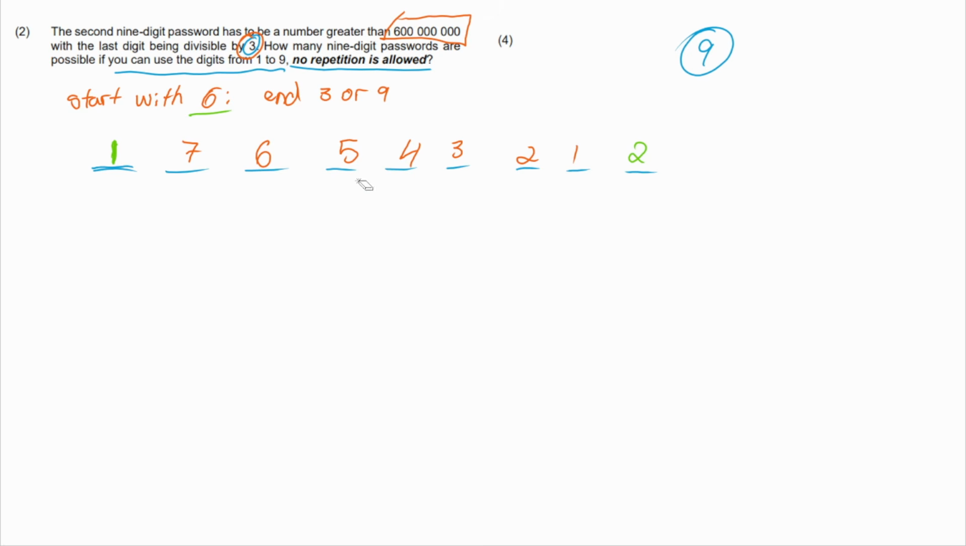All right, so this is when we start with 6. Remember, we're starting with 6 because it needs to be greater than 600 million. And we know that it has to end with a 3 or 9 for it to be divisible by 3. We can't have a 3, a 6, or a 9 here because remember, we're starting with 6. So what you'll do is multiply all of these. So this is just 7 factorial times 2.